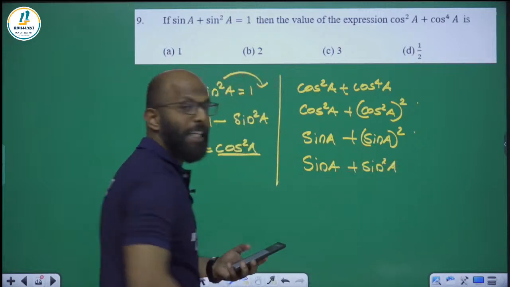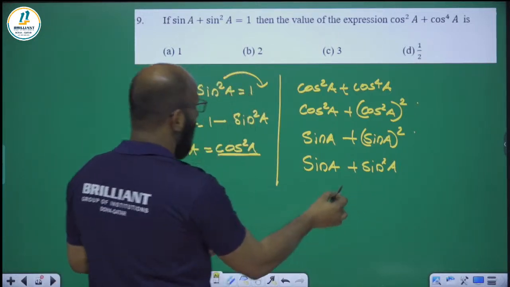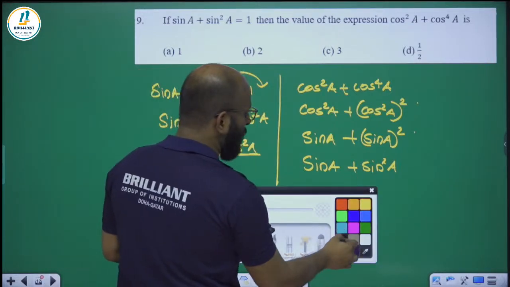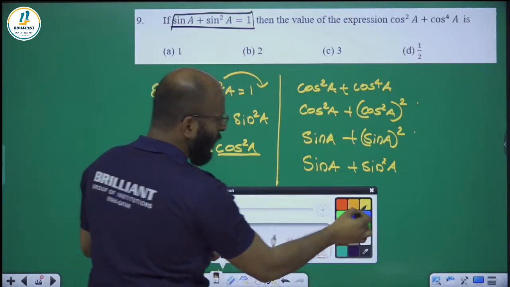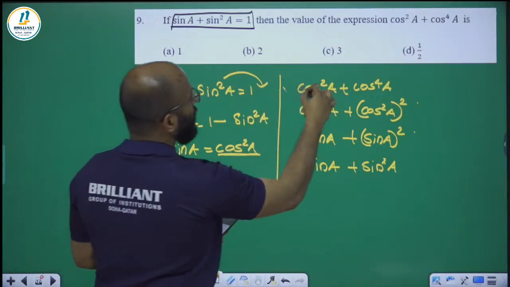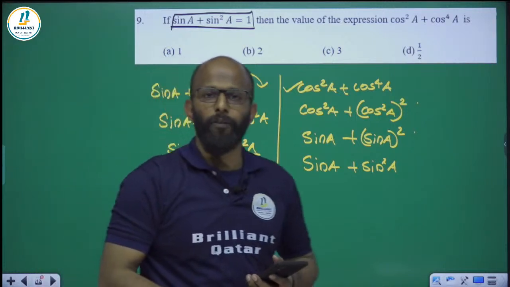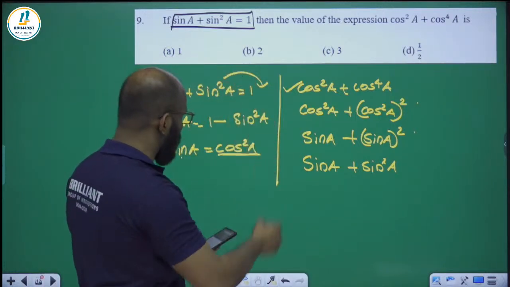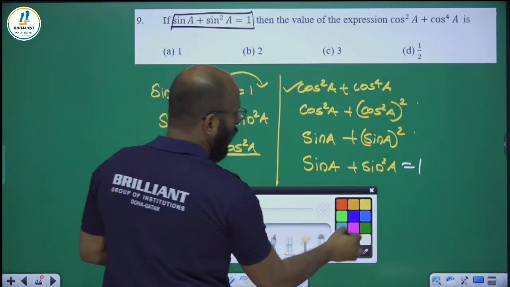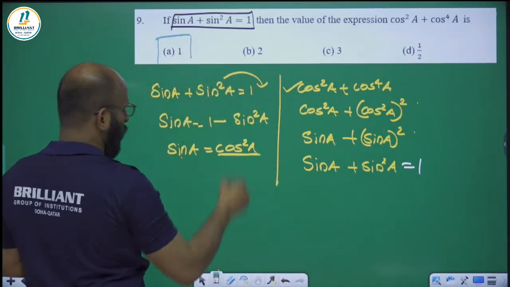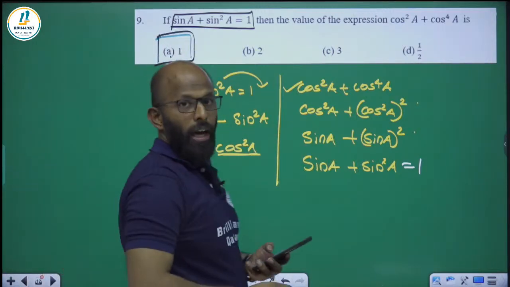What is the value of sin A plus sin square A? Yes, option 1, because in the question they have given that sin A plus sin square A is equal to 1. So we simplified cos square A plus cos raised to 4A and finally got sin A plus sin square A, whose value is 1. So our final answer is 1, and option A is the correct answer. I hope all of you got this one.